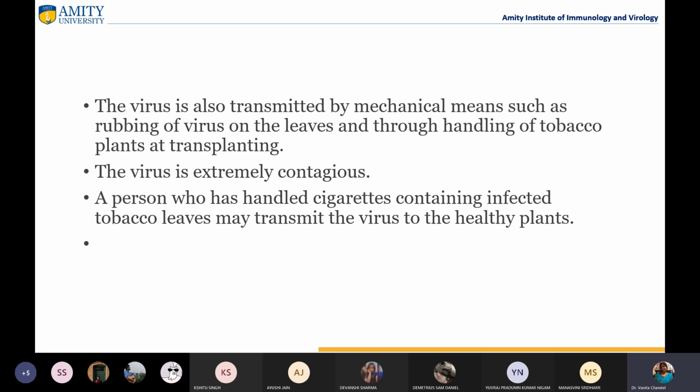That means a mechanical transmission that we are doing, or in the field it can be done by using infected equipment such as shatiyars, or by human clothing also. If there's abrasion on the plant, it can be done, right? So the virus is very contagious, and the person who has handled cigarettes containing infected tobacco leaves may transmit the virus to the healthy plants if, bare-handed, he's doing all this process. So there are chances that the virus can get transmitted through his hands also.